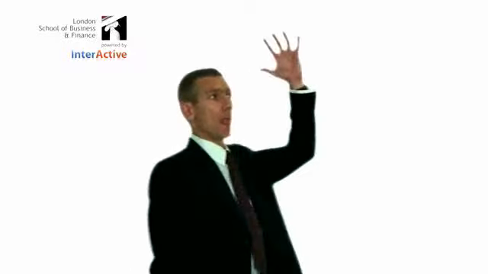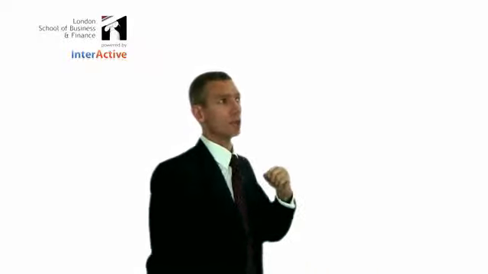Now, when you get these vertical group structures, these complex webs of ownership between the ultimate parent and the other members of the group, the examiner describes that as being complex groups. So that's your complex groups.